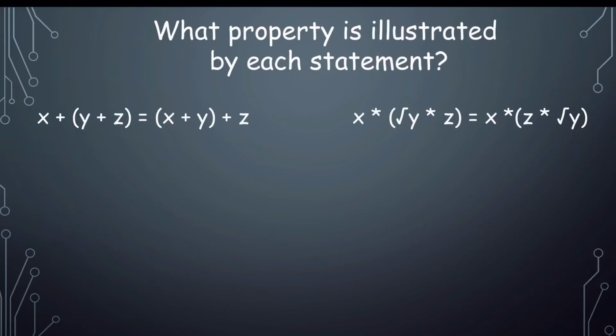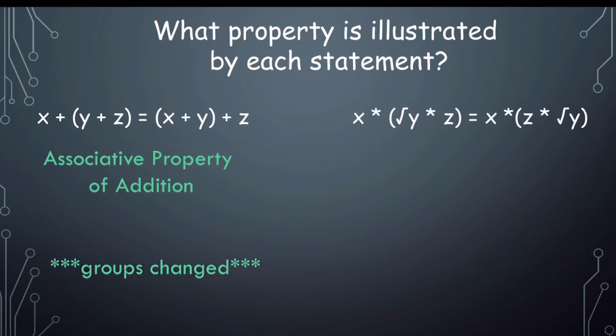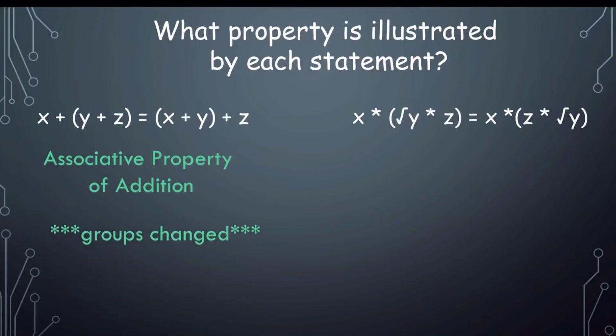So on my first one, I have x, y, then z. And then I have x, y, then z. So what I notice is order is the same, so it can't be commutative. But then I look at my parentheses and I notice that my y now has a new grouping. So that is the associative property of addition. The groups changed. Then I come over to my other problem.